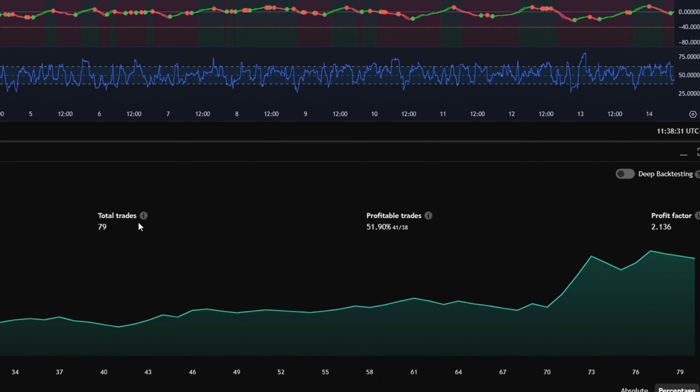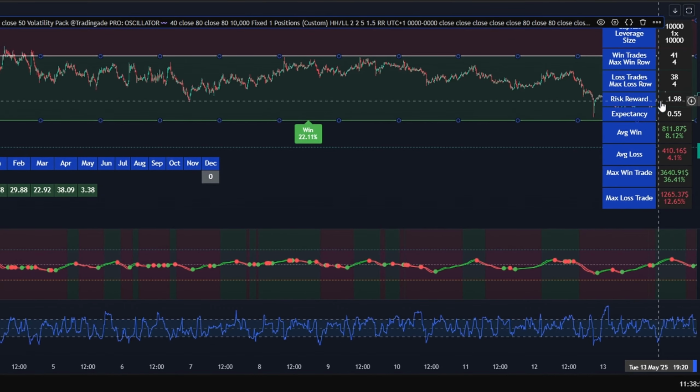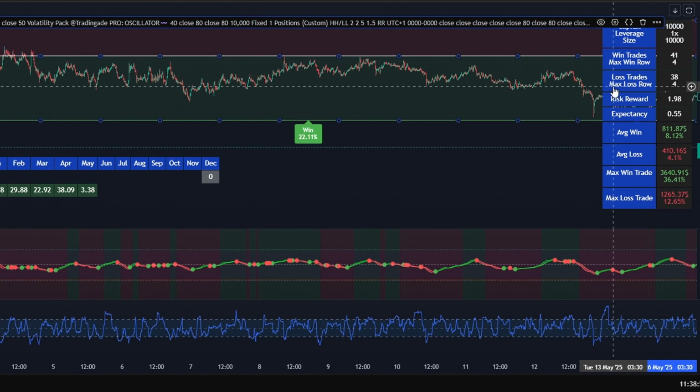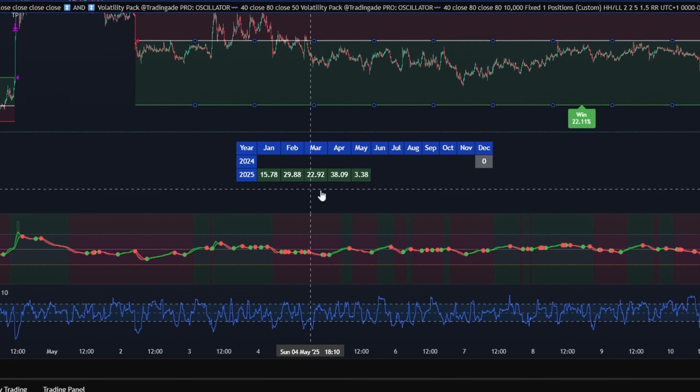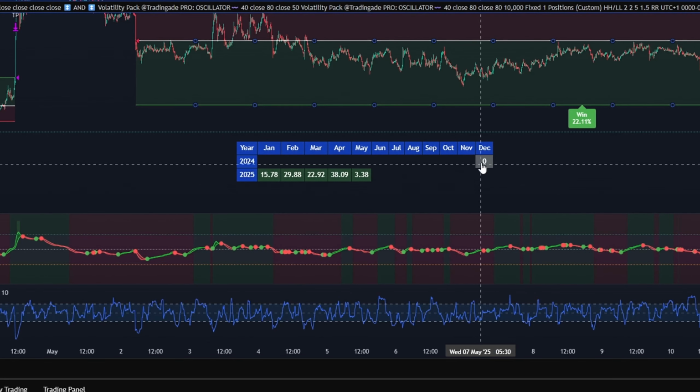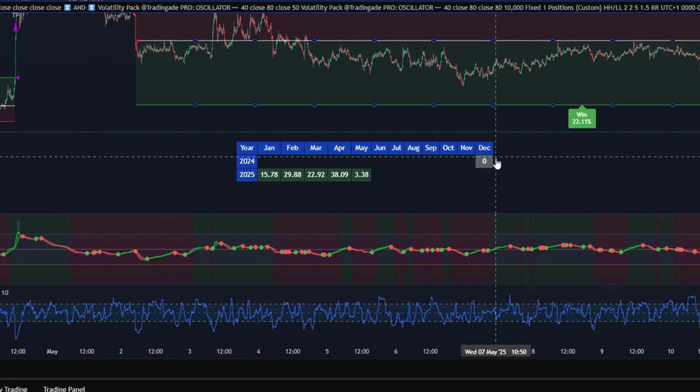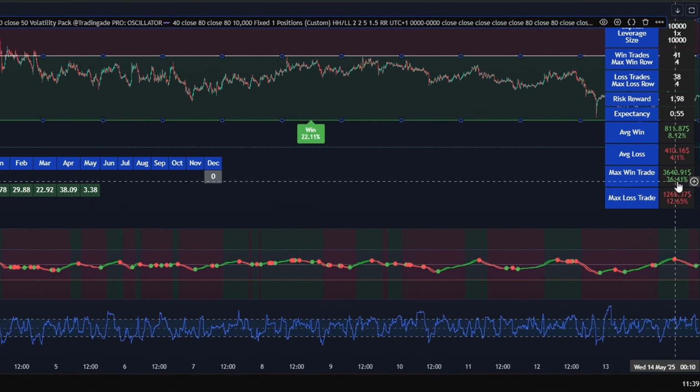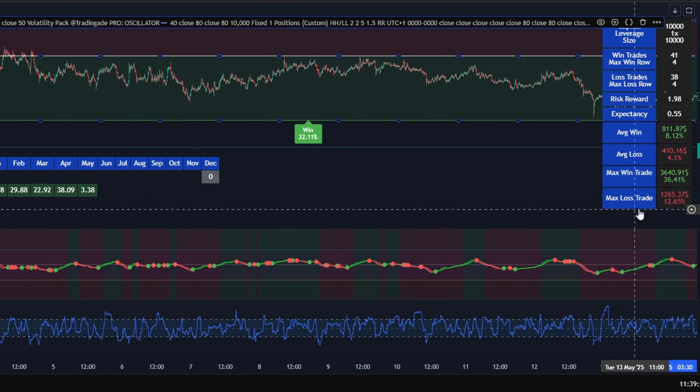These data are based on 79 samples and they have generated a win rate of 51.90%, which is average considering the average risk reward of almost 2. Max win row 4, max loss row 4, and the monthly table basically always prints profit. We have only one flat month, December 2024. The max win rate is 36% and the max loss rate 12%.